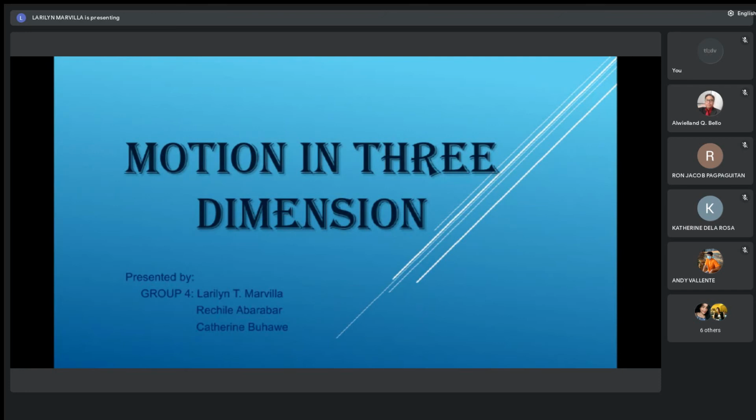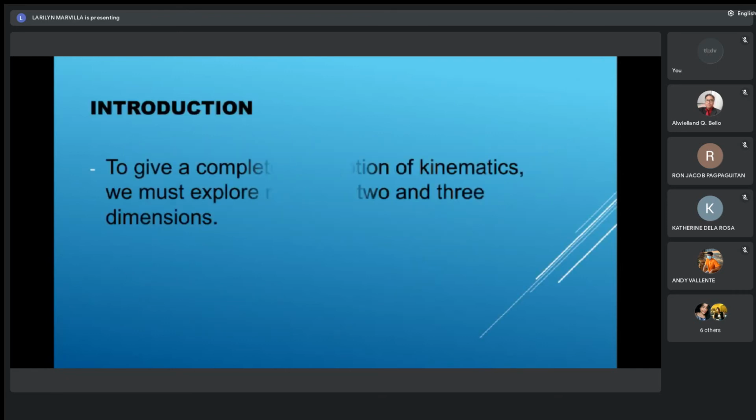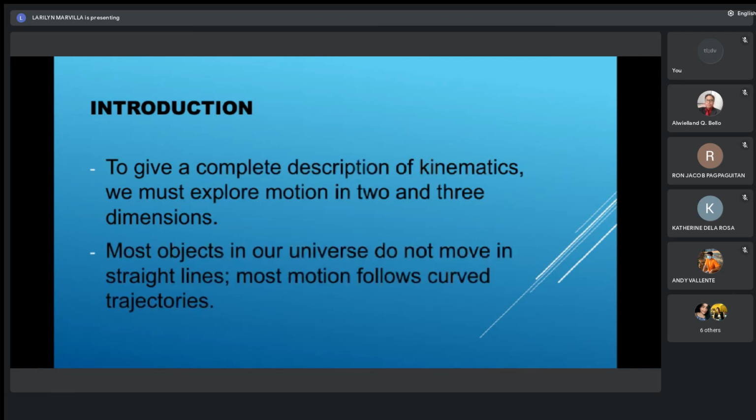Good day, everyone. So this discussion is the continuation from the previous reporters that talks about motion in two dimensions. So we will just give more information, further explanation, and some examples. To understand more the kinematics, which is the study of motion, we must explore motion in two and three dimensions. When we talk about two dimensions, it is a movement on a plane or a motion that takes place in two different directions at the same time. Three dimensions is a motion in space.